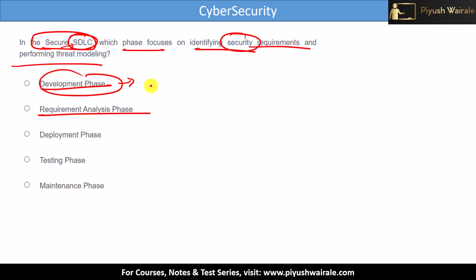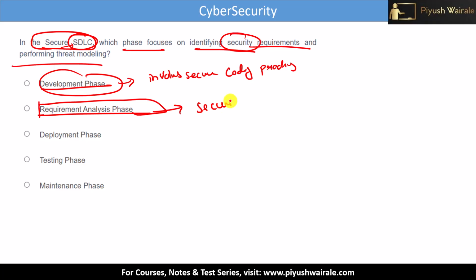Now, in the case of the development phase, we deal with which type of security here? It involves secure coding practices. Okay. What about the requirement analysis phase? In this particular phase, we define the security requirements, and perform the threat modeling. That is what the correct option is, requirement phase, right?